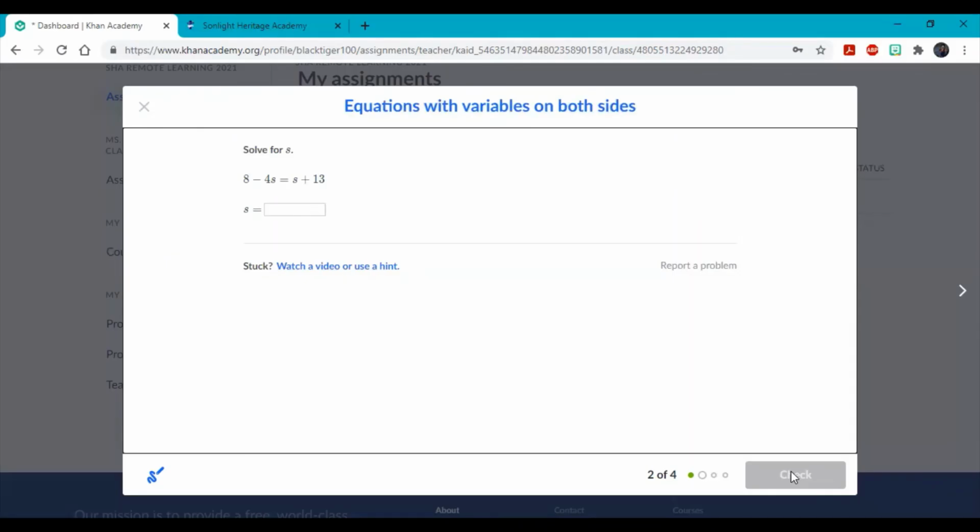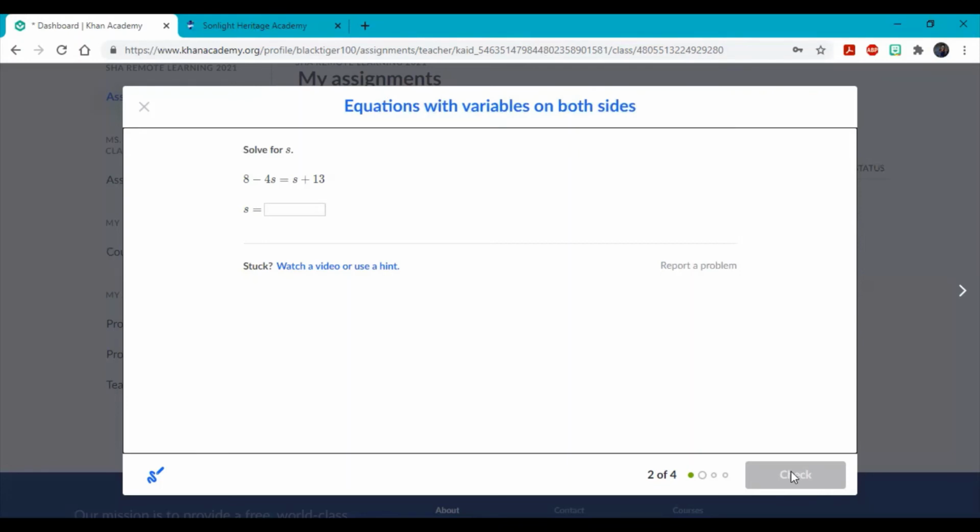Good. So now let's solve for S. Again, we are following the format for how to solve equations with variables on both sides. The first step is to do what? Combine like terms. That's correct. We're going to combine like terms. So we're going to move the S with the equal sign and we'll move the 8 over the equal sign.